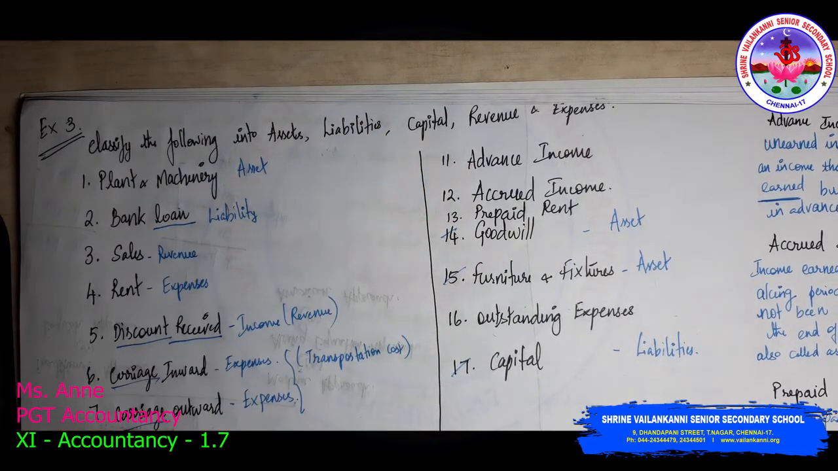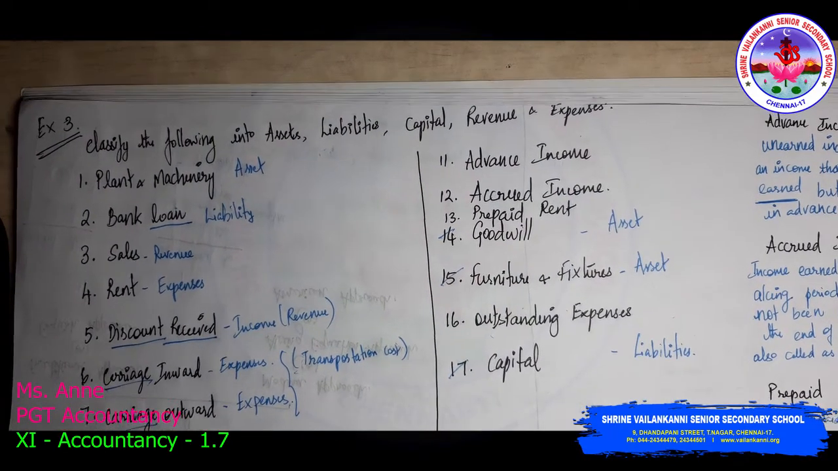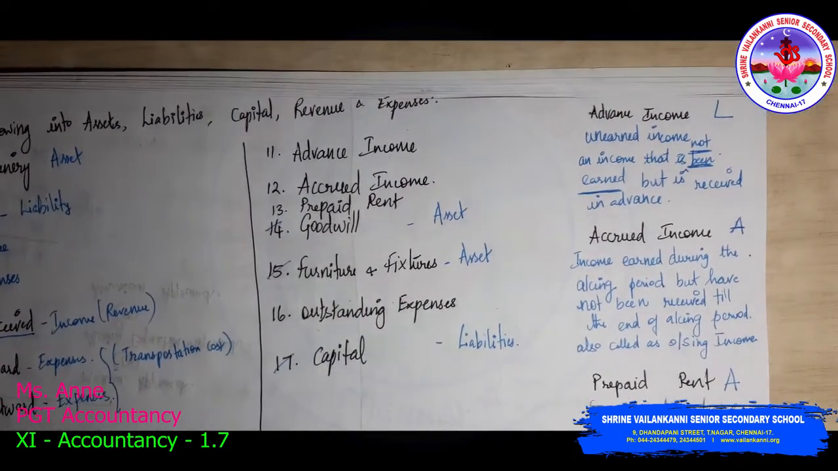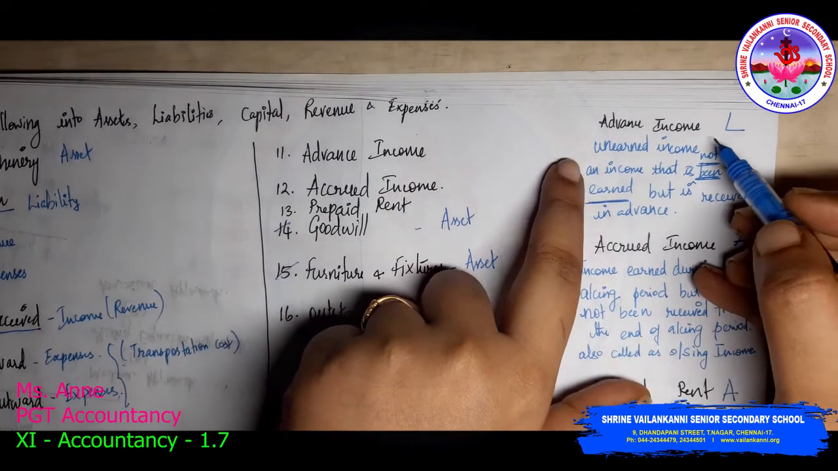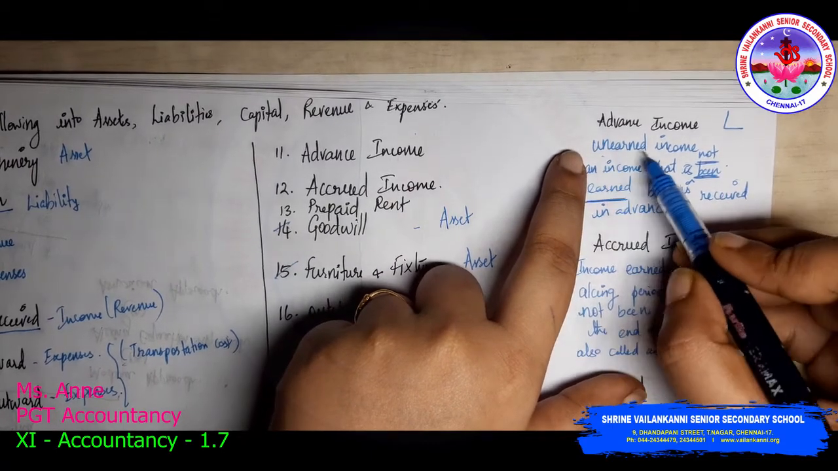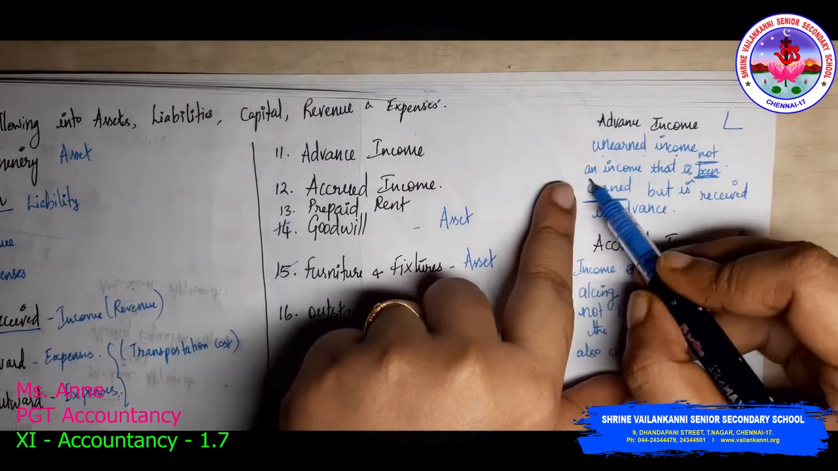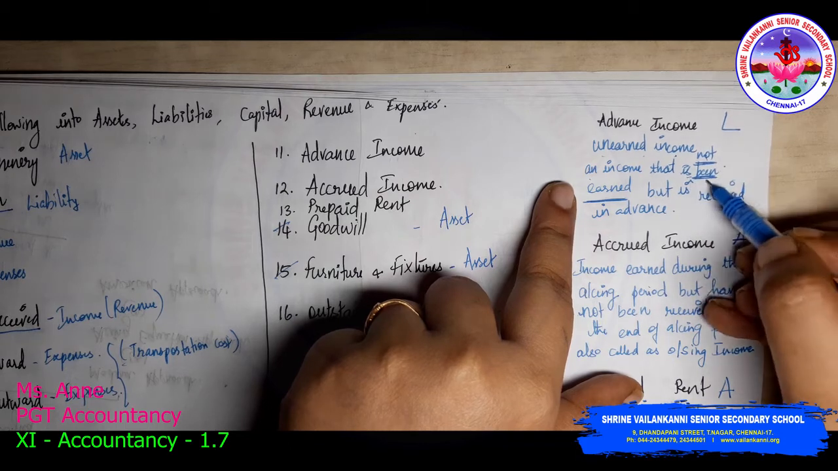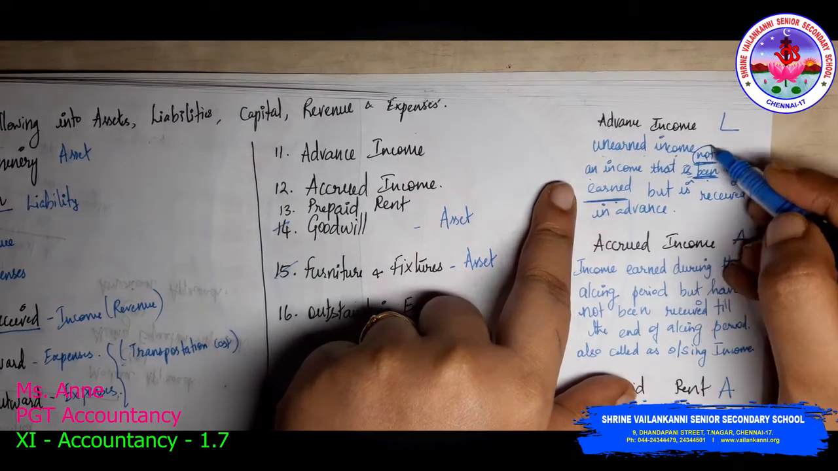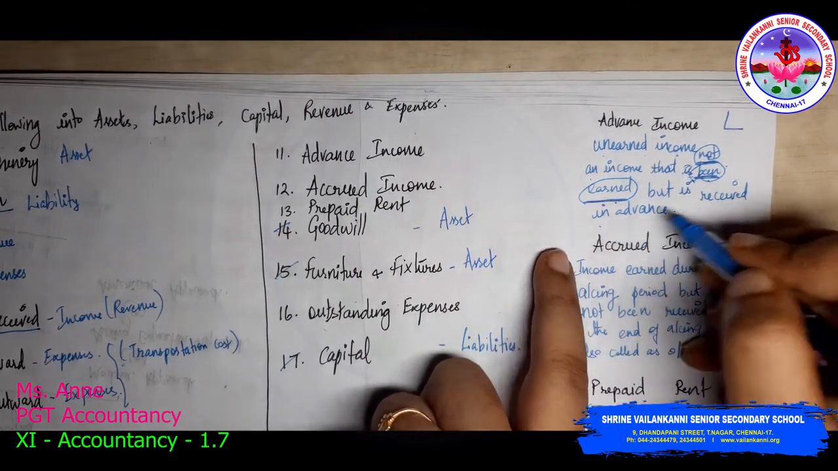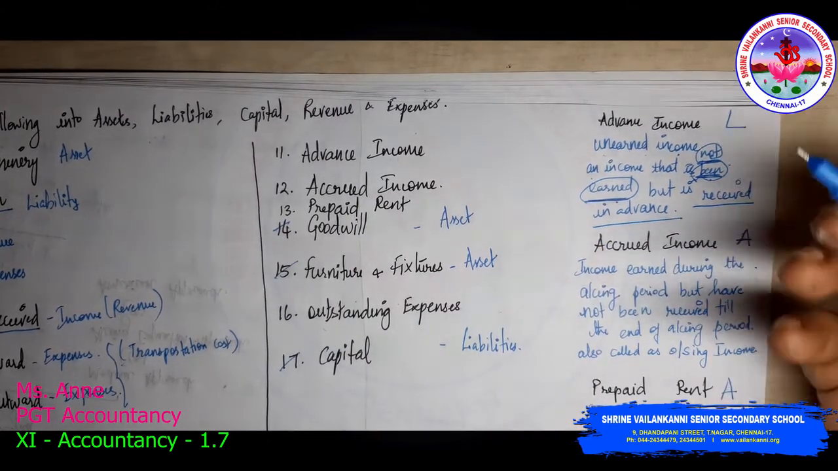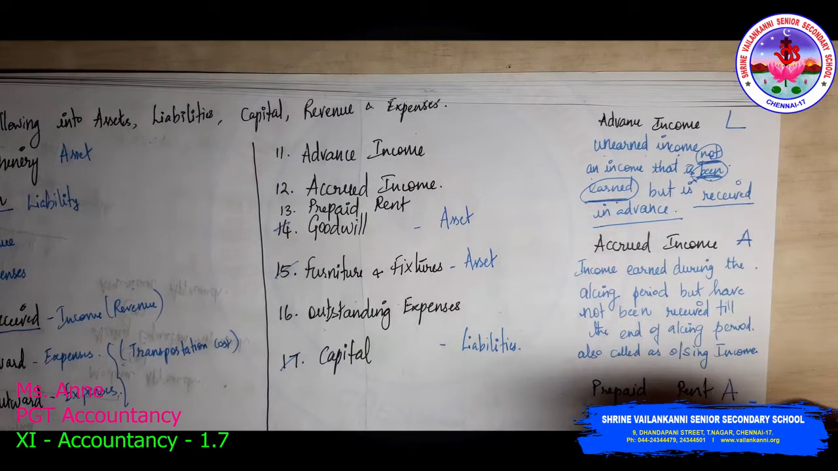So advance income. What do you mean by advance income? First you need to understand this term before you classify whether it is an asset or a liability or capital or revenue or expenses. Advance income is nothing but unearned income, an income that is not being earned but is received in advance. You have not earned the income, but you have received an advance.